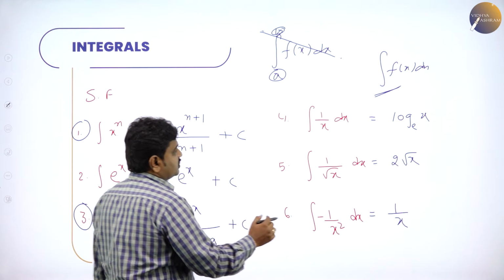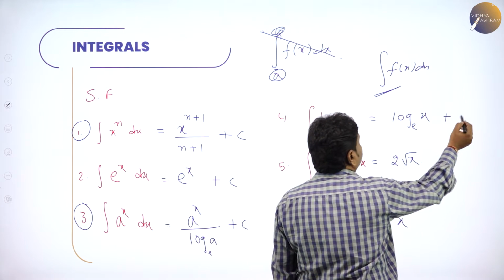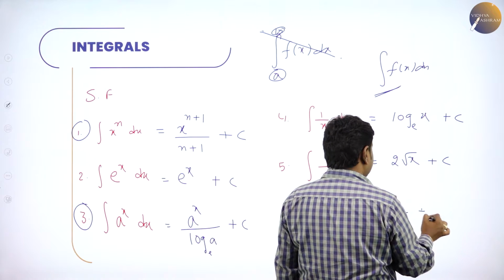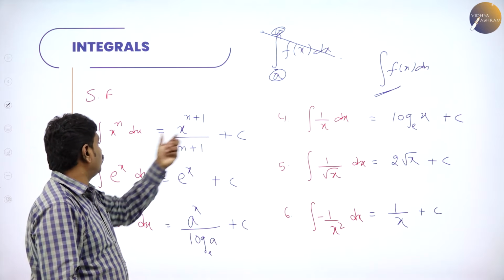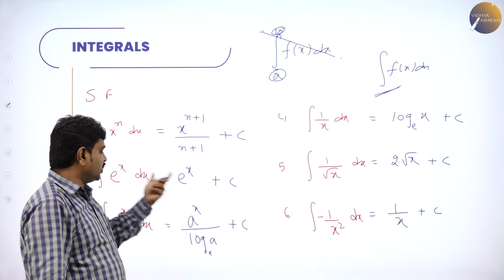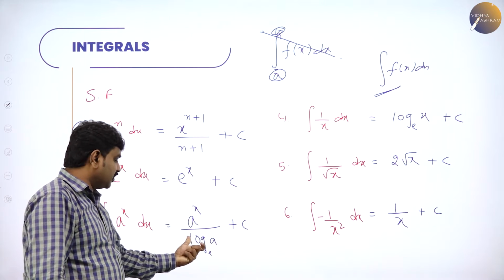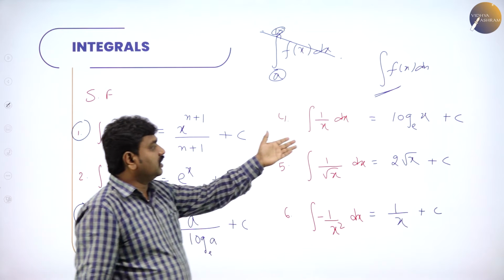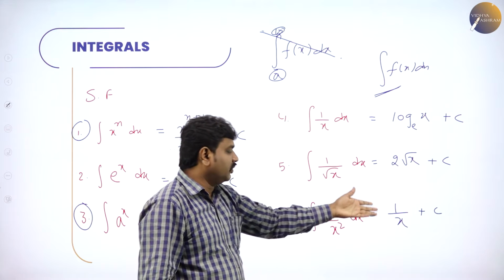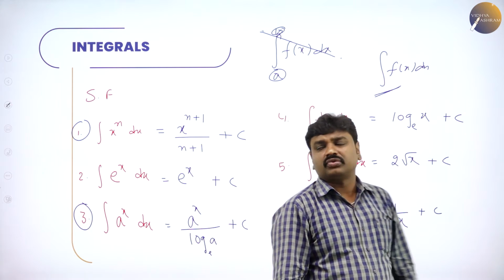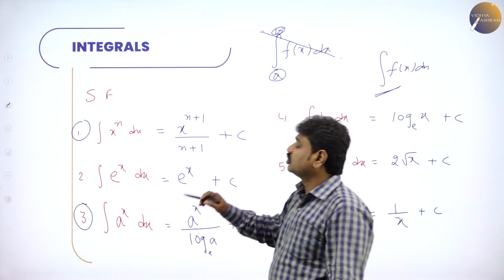Plus c, and take RHS and differentiate, you will get LHS. Derivative of x power n plus 1 by n plus 1 plus c, you will get x power n. Derivative of e power x is e power x. Derivative of a power x by log base e a, you will get a power x. Derivative of log x, you will get 1 by x. Derivative of 2 root x, you will get 1 by root x. Derivative of 1 by x, you will get minus 1 by x square. So these are the 6 standard functions which you should be thorough with.